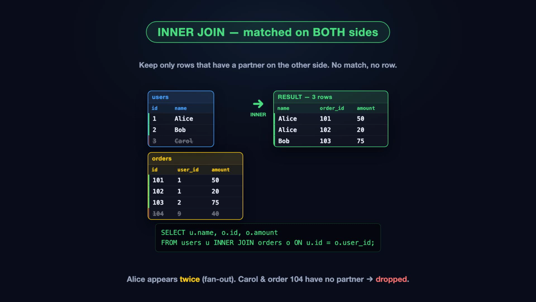Alice, ID 1, matches order 101 and order 102, so Alice produces 2 rows. Bob, ID 2, matches order 103, 1 row. Carol has no orders at all, so Carol disappears completely from an inner join. And order 104 points at user ID 9, who does not exist, so that order disappears too. 3 rows out. Notice Alice showed up twice, that is the row multiplication the Venn diagram hides. An inner join only returns rows where both sides have a partner. No match, no row.